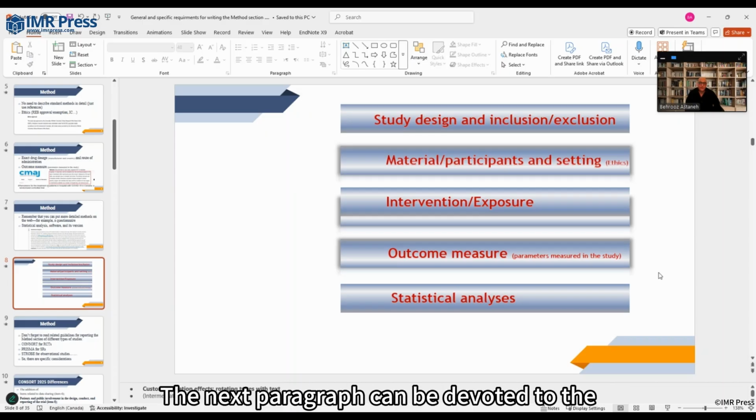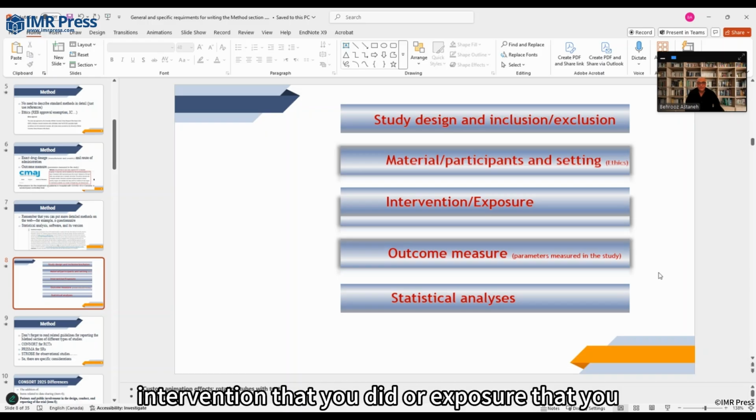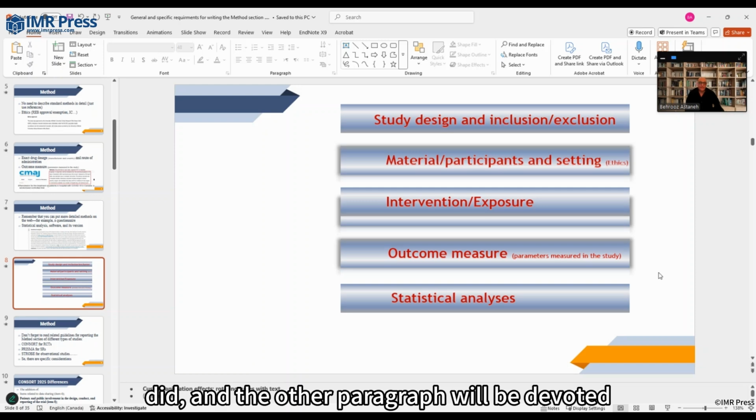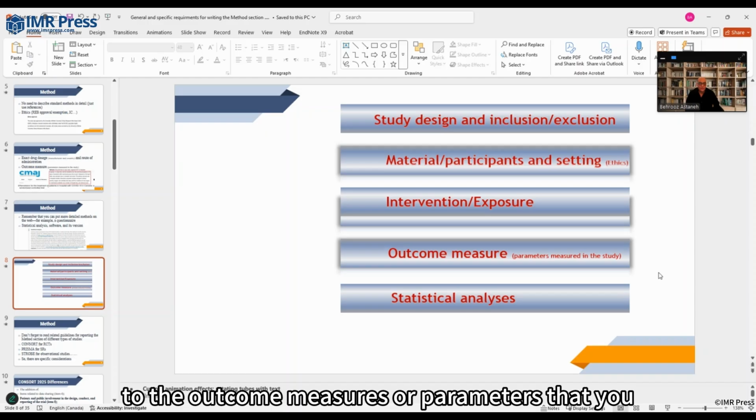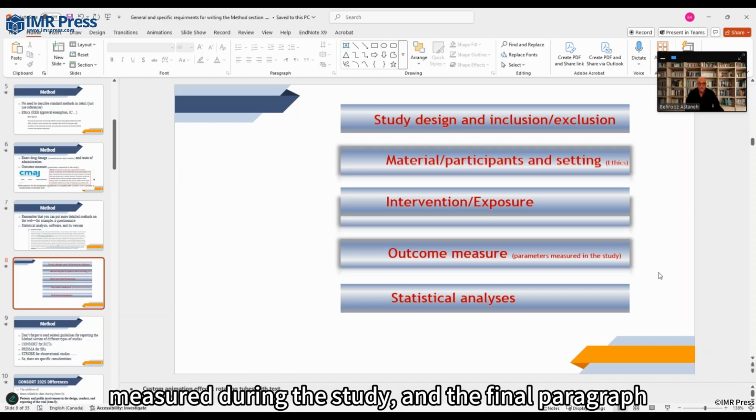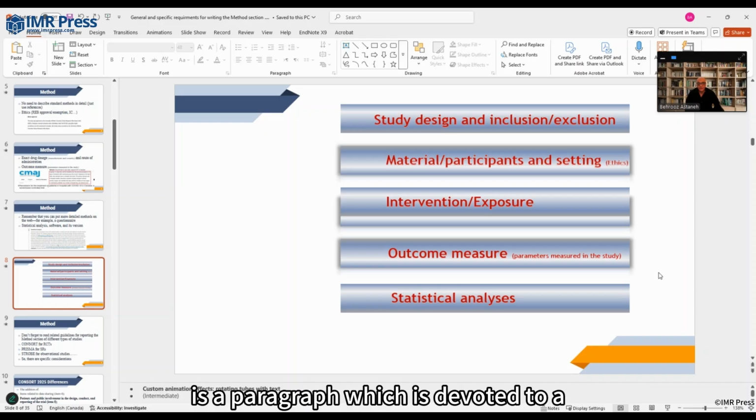The next paragraph can be devoted to the intervention that you did or exposure that you did, and the other paragraph will be devoted to the outcome measures or parameters that you measured during the study, and the final paragraph is a paragraph which is devoted to a statistical analysis and other related issues that I mentioned earlier.